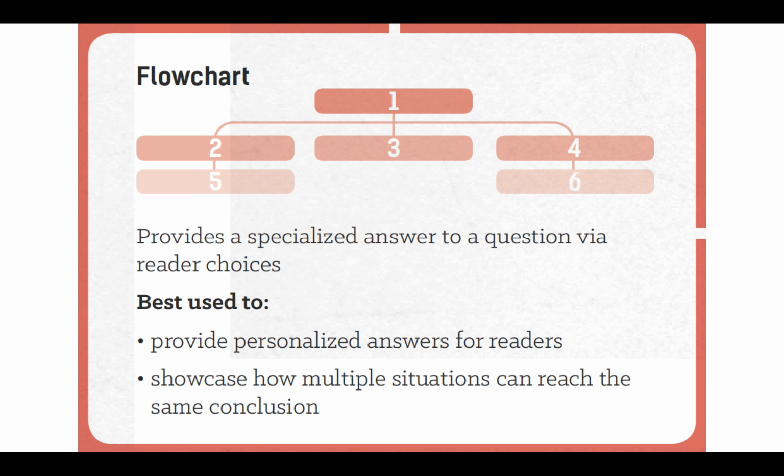So again, a reader would look through this and make a choice. Say for this one at the top, you might go from 1 to 2 to 5, you might go 1 to 3, you might go 1 to 4 to 6, etc. It is best used to provide personalized answers for readers and showcase how multiple situations can reach the same conclusion. Again, it shows a flow between different points through arrows connecting various elements of the flowchart.